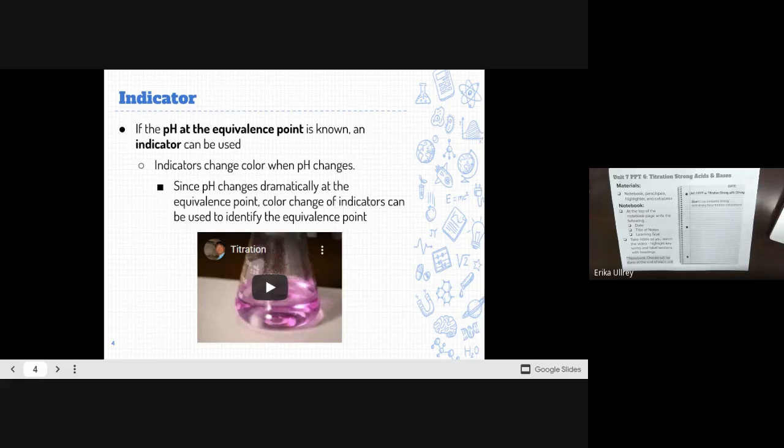So if we take a look, if the pH at the equivalence point is known, an indicator can be used. So indicators change color when the pH changes, okay? So what we want to do is, for example, with strong acid, strong base, the pH at the equivalence point is 7, okay? At 25 degrees Celsius, with a strong acid, strong base under standard conditions, the pH at the equivalence point is 7. So we want to choose an indicator that changes color at a pH of 7.